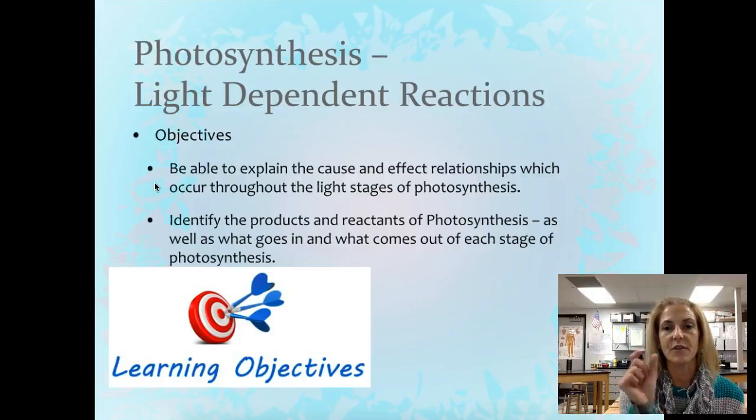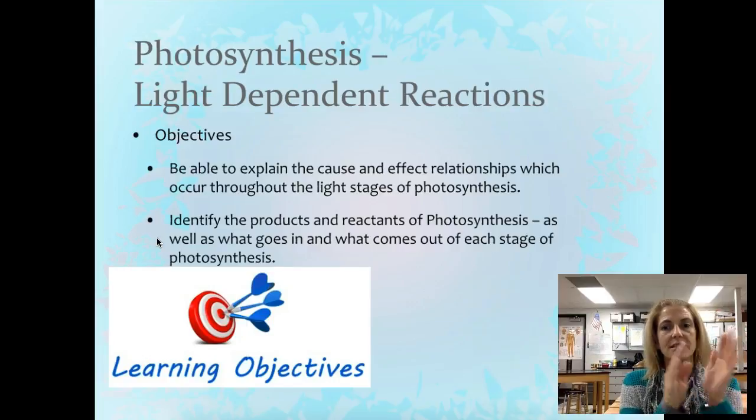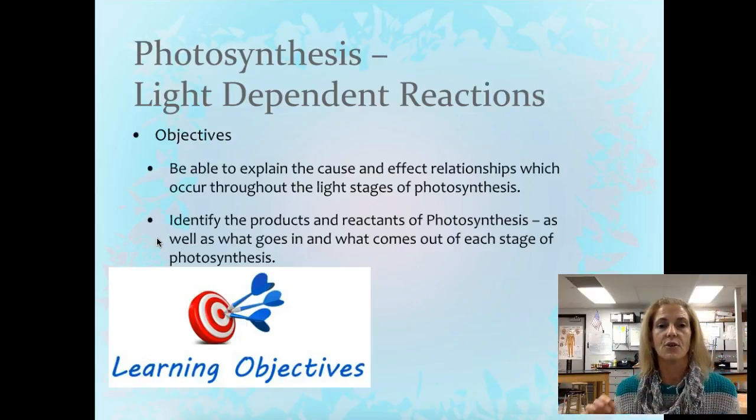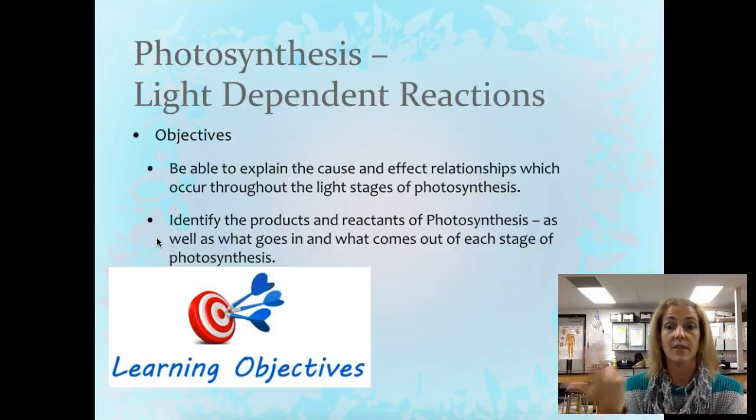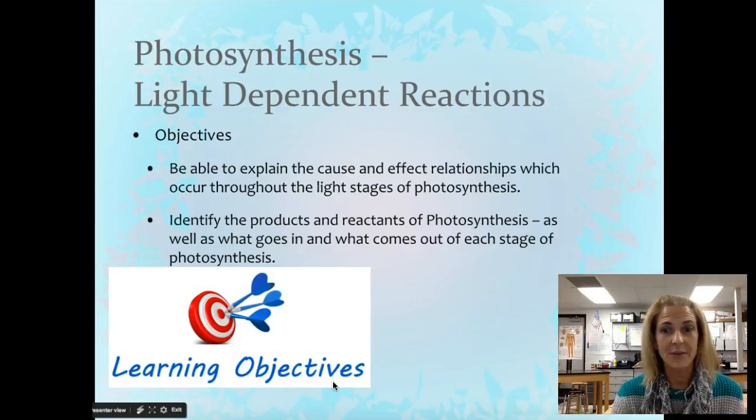I'm going on to the second objective now. You want to identify the products and the reactants, both of the overall process of photosynthesis and of the individual stages that we're going to talk about. There's light absorption, there's electron transport, there's the Calvin cycle. For each of those three pieces, what goes in and what comes out? That's what you want to know, okay? I'll explain a little bit of the details, but don't get carried away with them, okay?